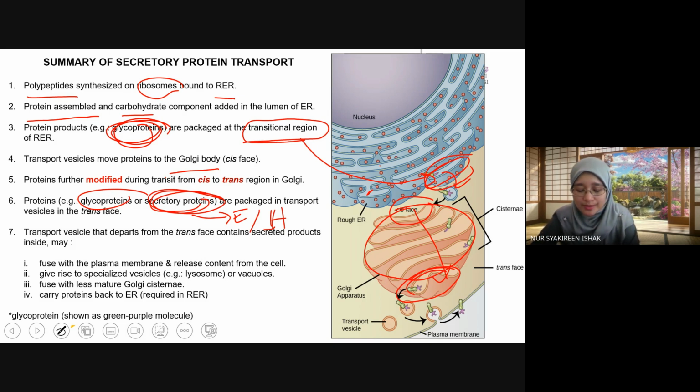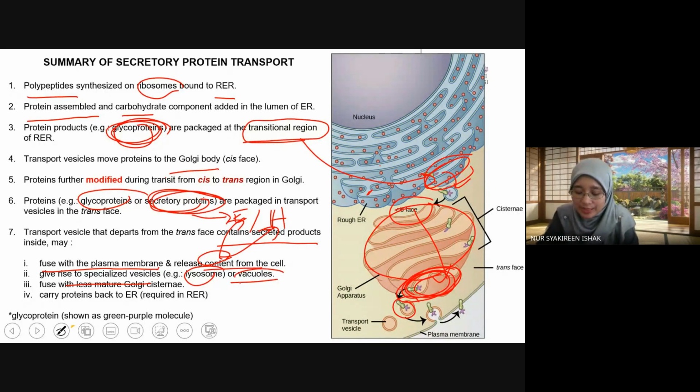So transport vesicles that depart from the trans phase contain secreted products inside. The vesicle may fuse with the plasma membrane and release the content from the cell. So this content can be enzyme, hormone, or whatever protein that the cell produces. It also can give rise to specialized organelles such as lysosome and also vacuoles.